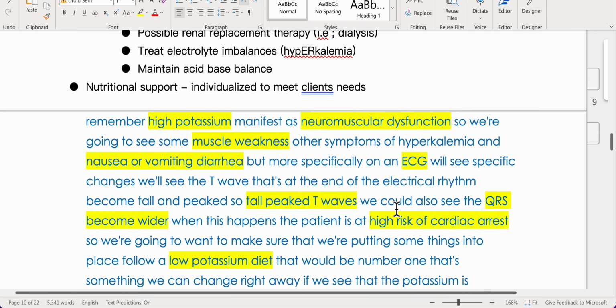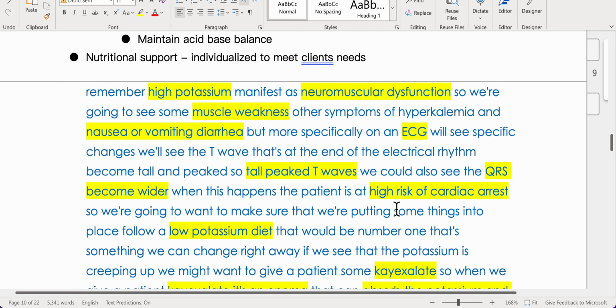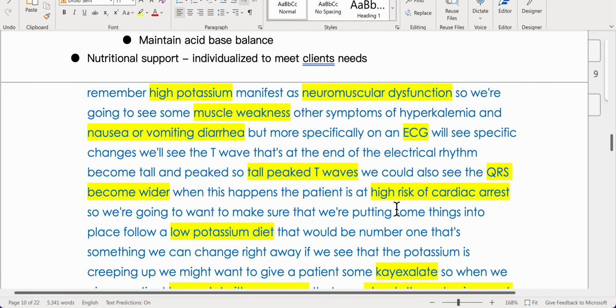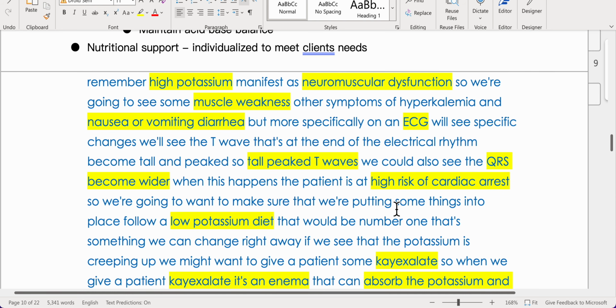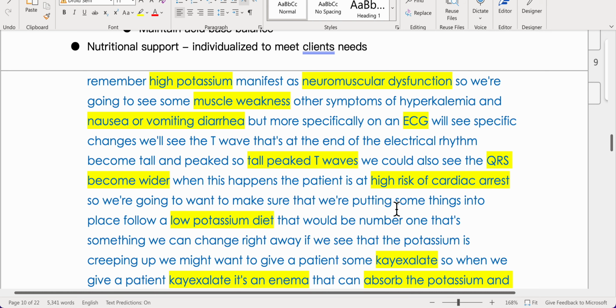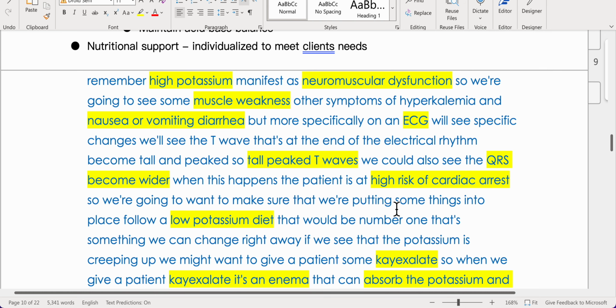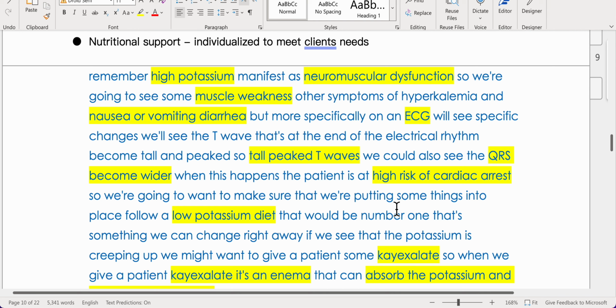Nutritional support, individualized to meet clients' needs. Remember, high potassium manifests as neuromuscular dysfunction, so we're going to see some muscle weakness, other symptoms of hyperkalemia, and nausea or vomiting, diarrhea. But more specifically on an ECG, we'll see specific changes. We'll see the T wave, at the end of the electrical rhythm, become tall and peaked, so tall peaked T waves. We could also see the QRS become wider.